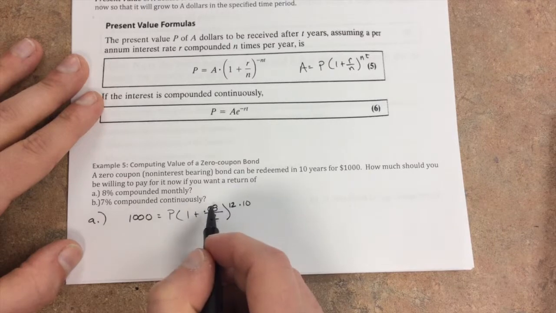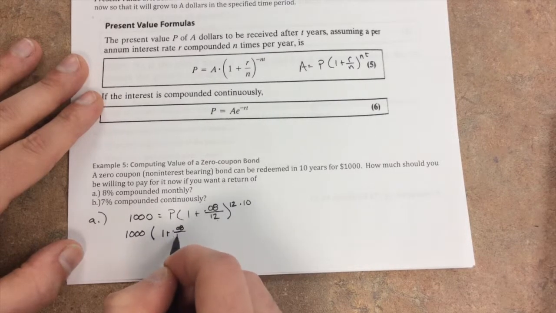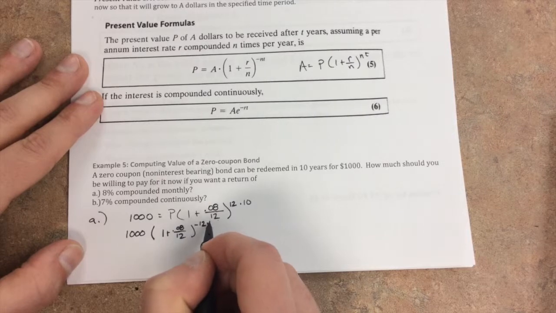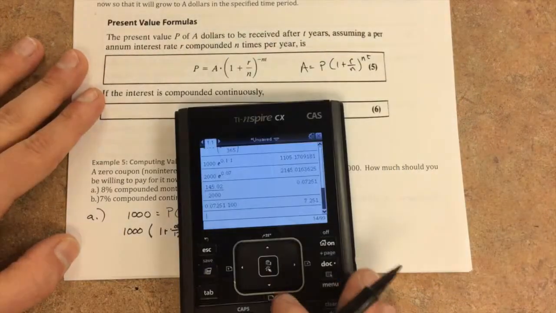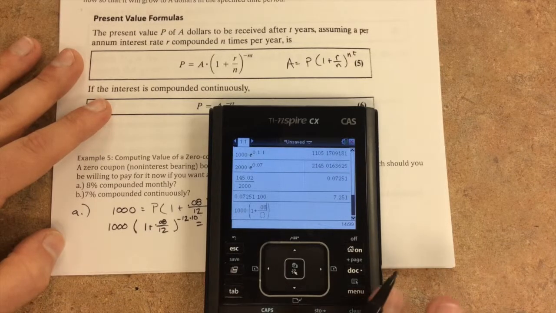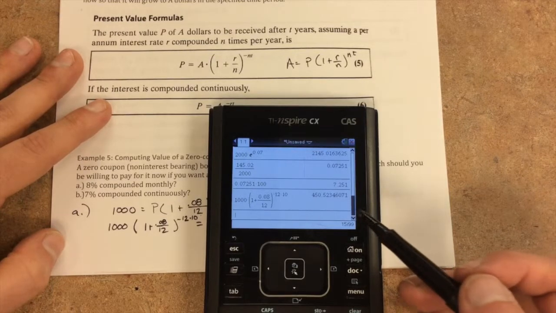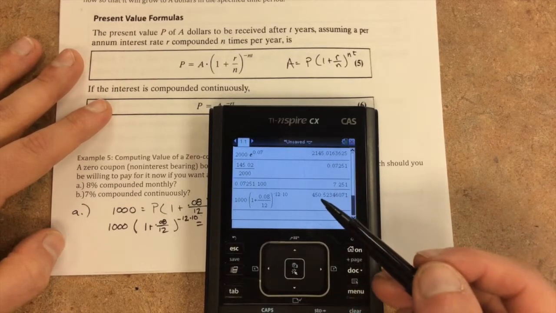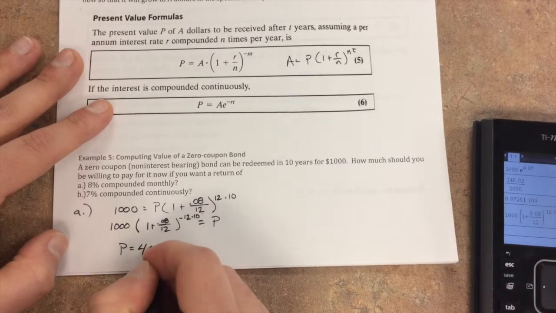So we could say this is 1,000 times 1 plus 0.08 over 12 to the negative 12 times 10 equals P. That's just dividing this quantity out. So if I type that in my calculator, I have 1,000 times, parentheses, 1 plus 0.08 divided by 12 to the negative 12 times 10. So if you want to make 8% interest, you should buy this for $450.52.